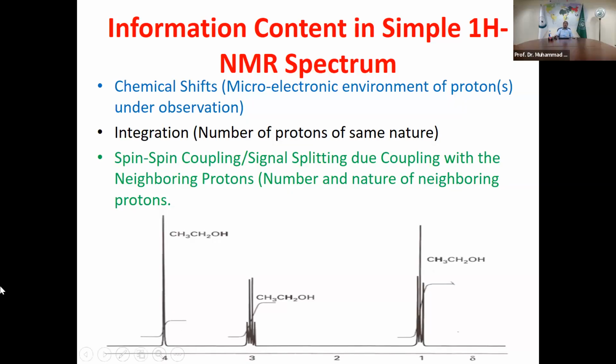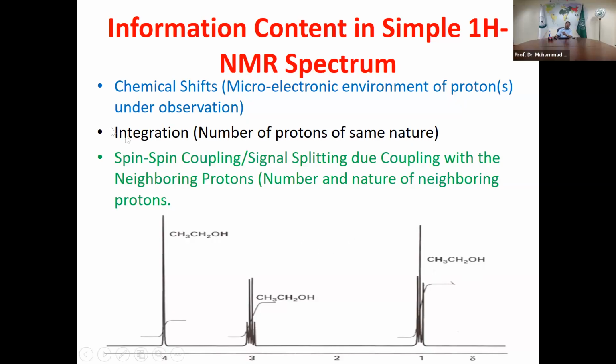So for instance, in this very simple ethanol spectrum, you can see that there are 3 different signals representing 3 different types of protons. And this is the shielded one, CH3. This is CH2. And this is OH. So you see 3 chemical environments. And you know why they're different? Because there is an oxygen atom, which is an electronegative atom, and it can withdraw the electrons, make them de-shielded.